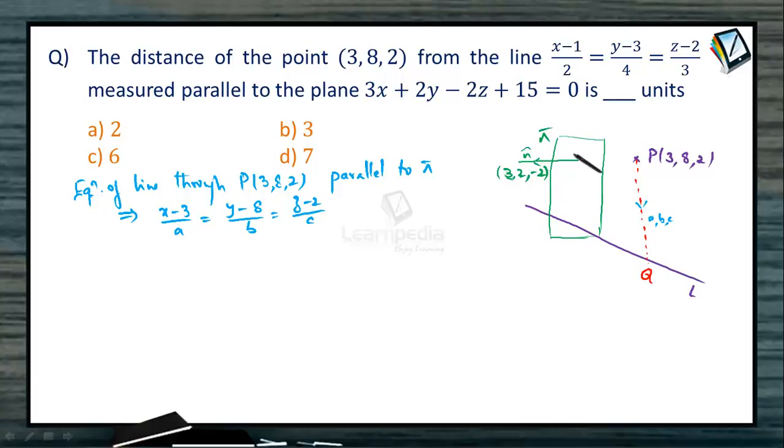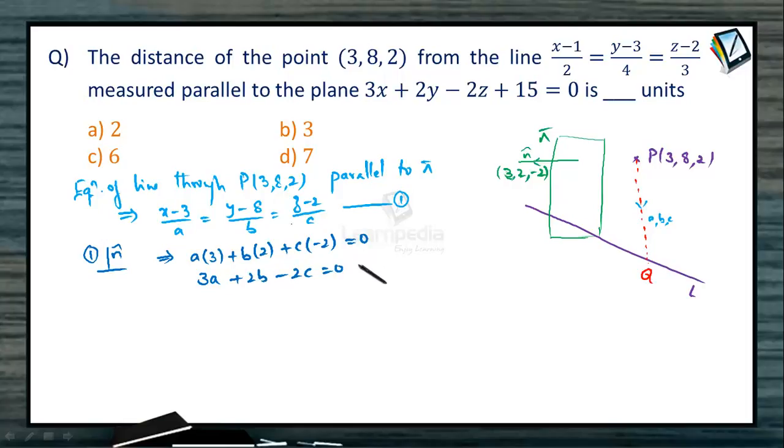This line is parallel to the plane. If this line is parallel to the plane, shall we say this line should be perpendicular to the normal? Let's call this equation 1. Then an important observation is that this line should be perpendicular to the normal of the plane. Now when do we say this line is perpendicular to the normal of the plane? Yes, a times 3 plus b times 2 plus c times −2 should be 0, which gives us a relation in terms of a, b, c: 3a + 2b − 2c = 0. This is equation 2, an equation in terms of a, b, c.